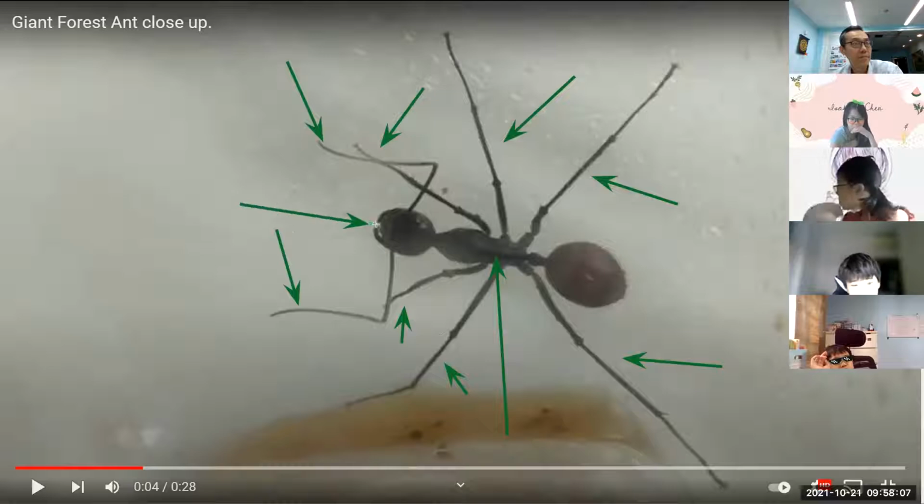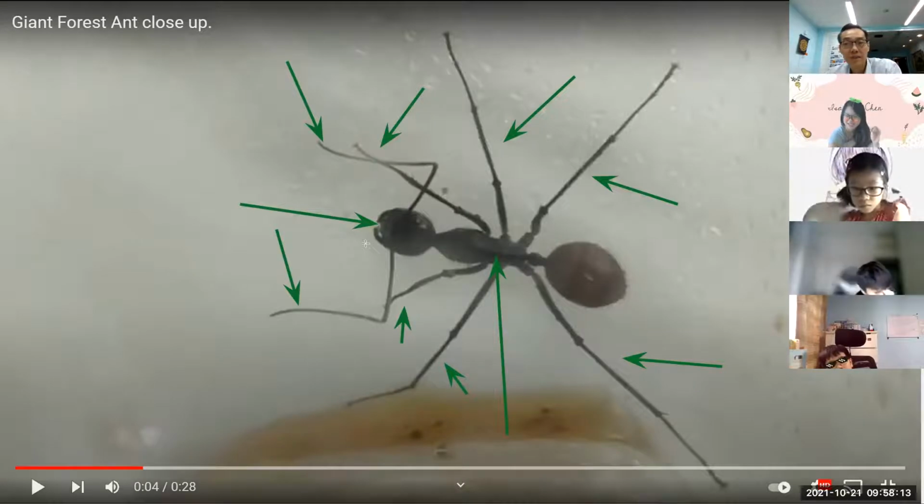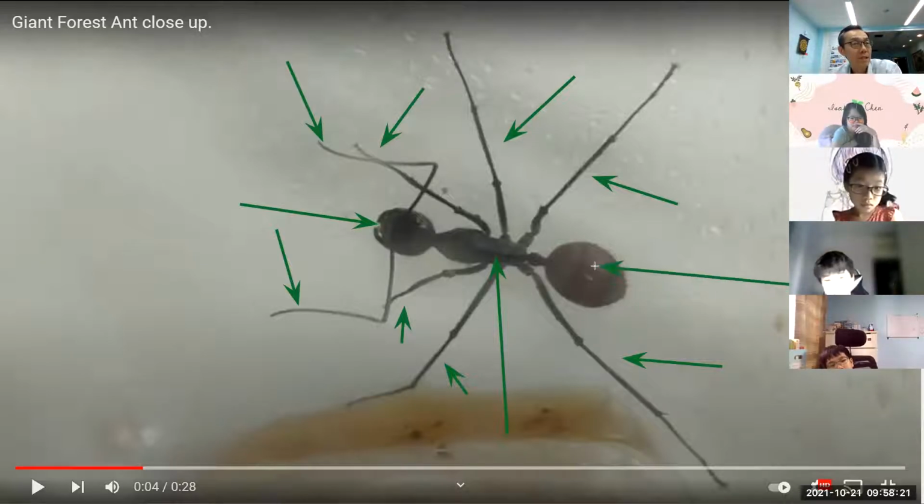They have this sharp mandible, like a claw, to munch, or to anchor themselves to the prey. Okay, this one is the abdomen. This one is the digestive system inside here.